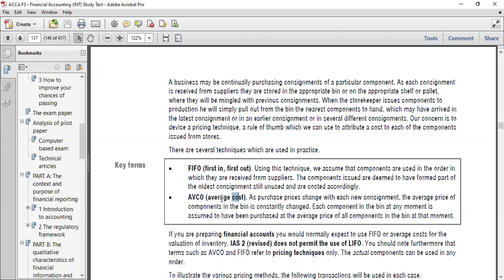Now, with AVCO, we are saying that we can't separate whether stock came in first or came in last. We go ahead to get what we call the average cost. This usually happens because you sometimes buy inventory at different values.